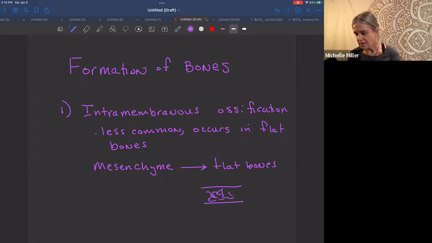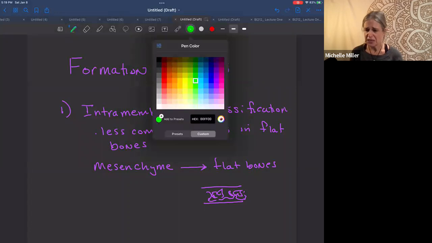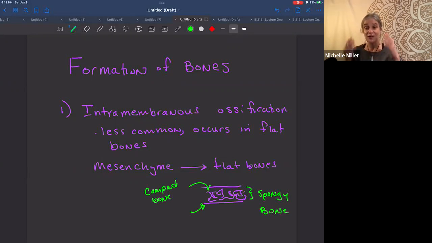So I'm just drawing this so that there's spaces in between here. On the outside, we have compact bone. Let me change the color here to a green. Okay, so we have compact bone on either side. And then in the middle, we have what is called spongy bone. So that is the structure of flat bones. This would include the skull bones, and for example, the sternum would also be in this category of flat bones.